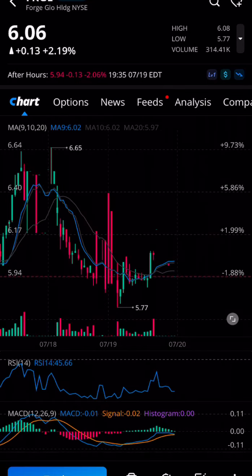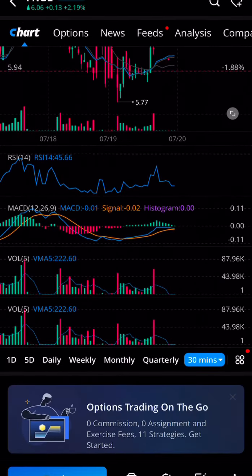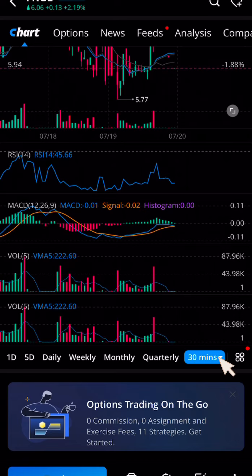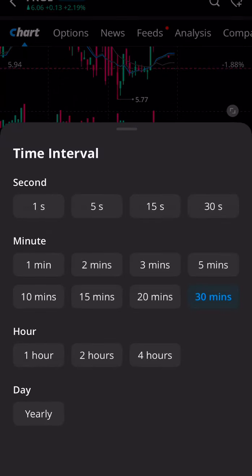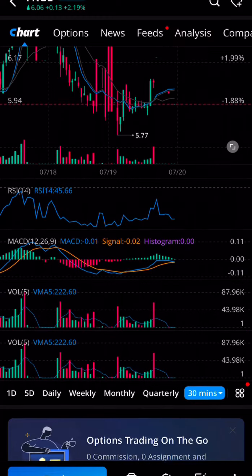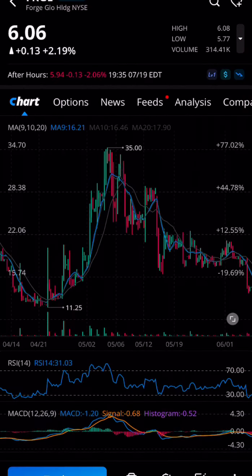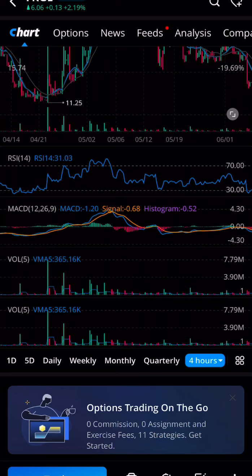Now, I'm going to talk to you briefly about timestamps on this. So we're going to scroll down, and right there you can see the blue 30-minute sign. So it shows you all the time intervals that you can have on here. I usually leave mine for 30 minutes if I'm going to do a quick day trade. But for this teaching moment, I'm actually going to use 4 hours because everything is so far back. All the volatility is so far back in time.